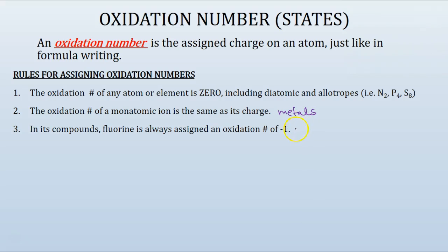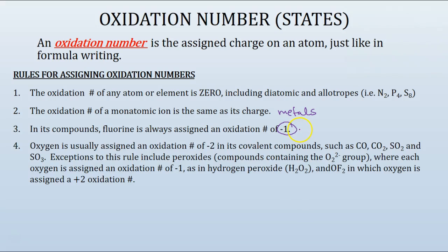So in a compound, fluorine is always going to get a -1. This has to do with electronegativity. Fluorine is the most electronegative element on the periodic table. It will always be assigned a number first, so fluorine is always going to be -1 because that's its typical state. Okay, we'll talk about that in an example that we see in a little bit.